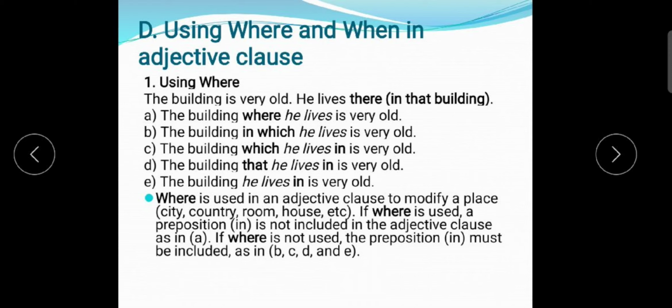Where is used in an adjective clause to modify a place, like city, country, room, house, and so on. If where is used, the preposition in is not included in the adjective clause, as in A. For example, A. The building where he lived is very old. In is not used in this example. If where is not used, the preposition in must be included, as in B, C, D, and E. For example, the building he lived in is very old.